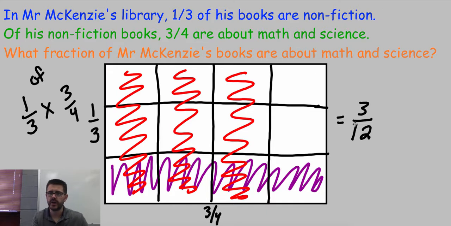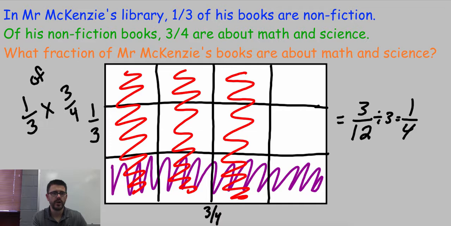But I always check to see if I can simplify. In this case, 3 and 12 can both be divided by 3. And I get an answer of 1/4. So 1/4 of the whole library is this small little section of my math and science books.